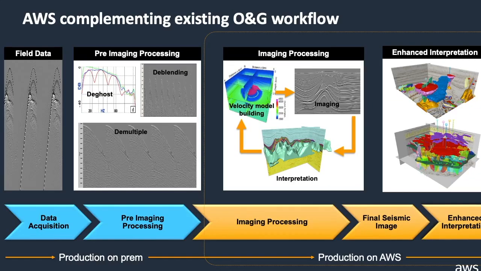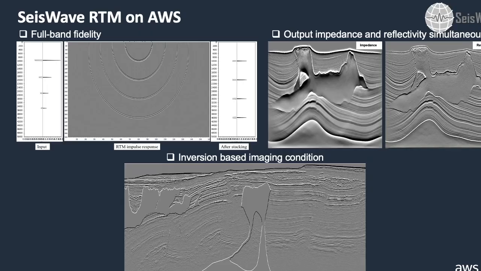In this solution, your on-prem production of data acquisition and pre-image processing will then flow into your AWS cloud environment where image processing to the final seismic image and enhanced interpretation will take place. Seiswave RTM on AWS is unique.